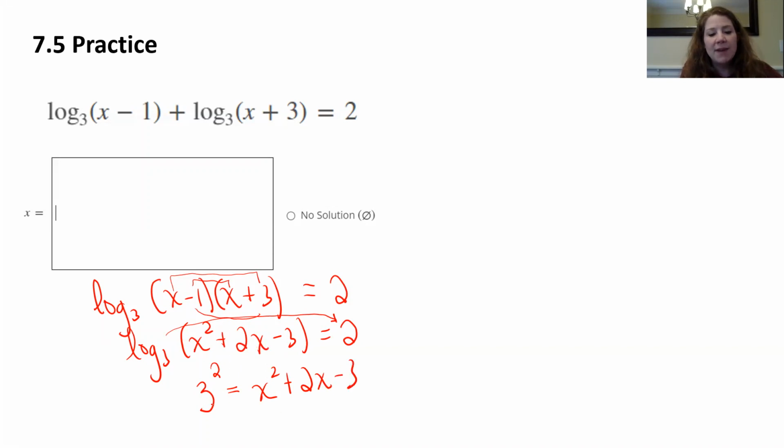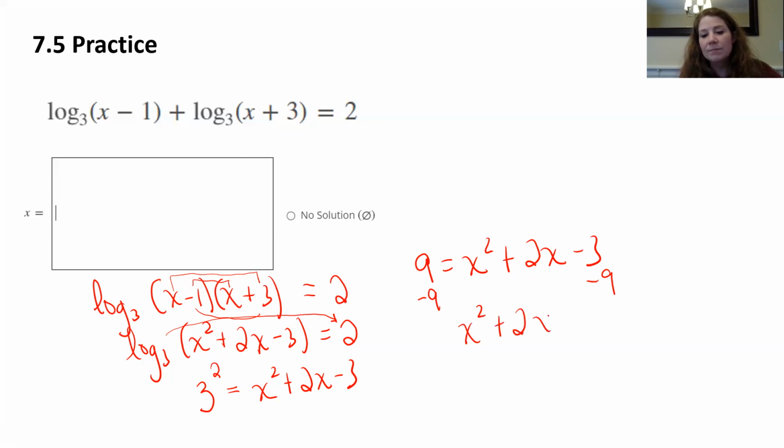Well, now we can simplify. 3 squared is 9. Bring the rest down. Now, since this is a quadratic, we want it to be set equal to 0. Excuse my dog, everybody. So we're going to get rid of that positive 9 by subtracting 9 from both sides. All right, so now we've set it equal to 0.